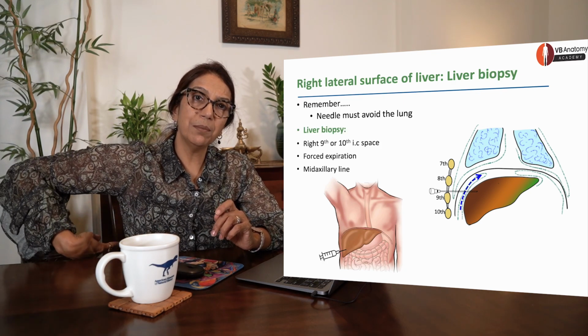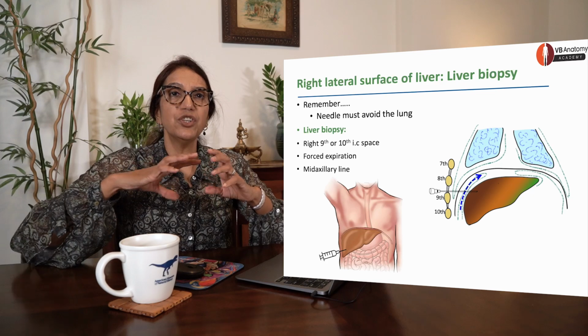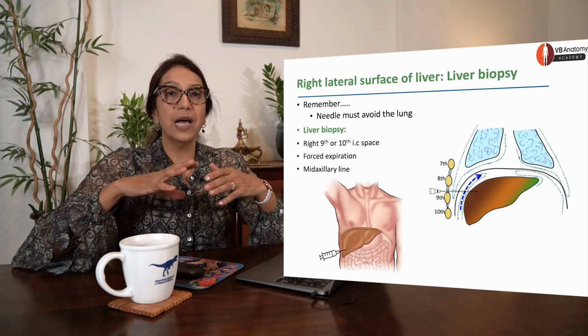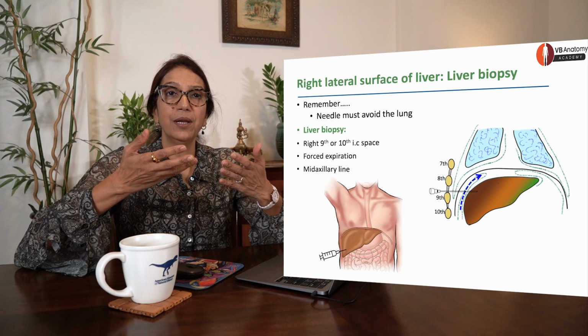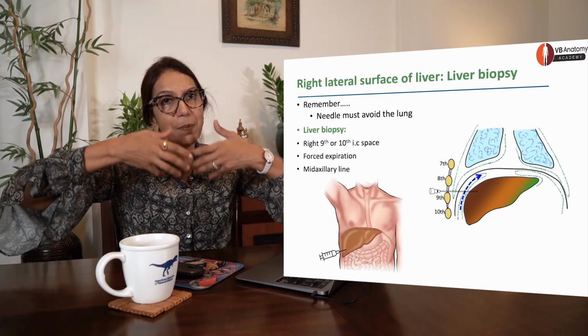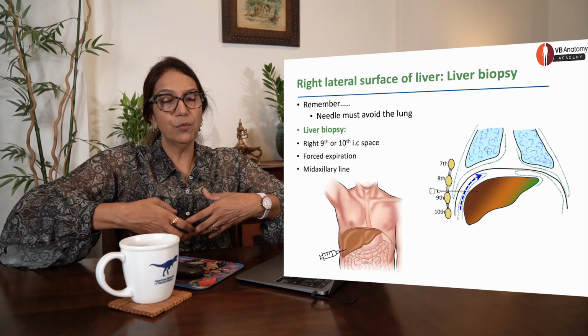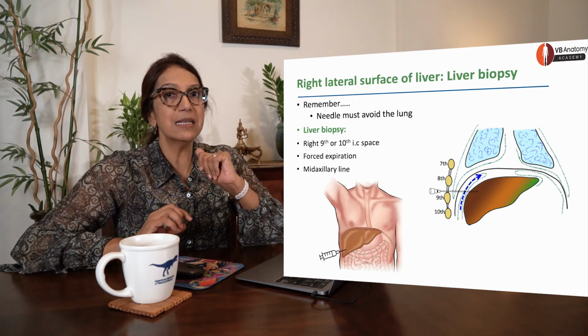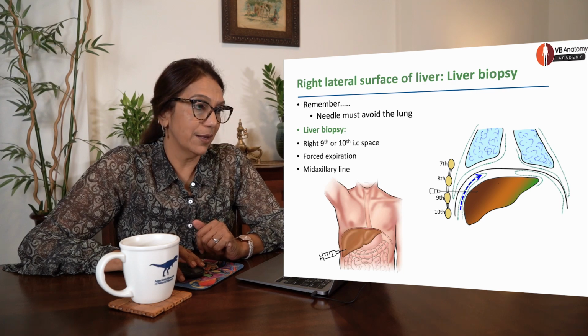Your needle will go in the mid-axillary line with the patient doing forced expiration. Ask your patient to breathe out. Okay, so that further the right lung rises up. If it will expand, it will come down, right? If you breathe out, the lung will become a little shorter, lesser chance of you damaging the lung.